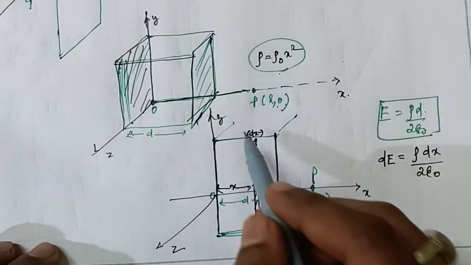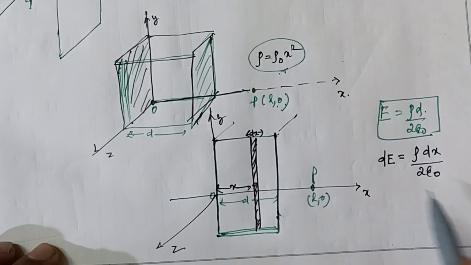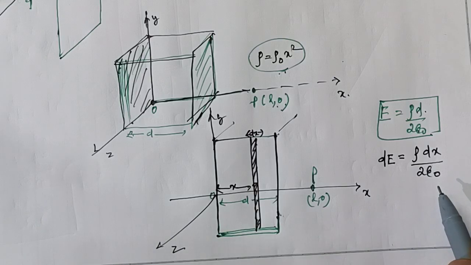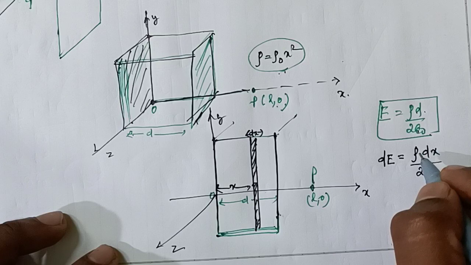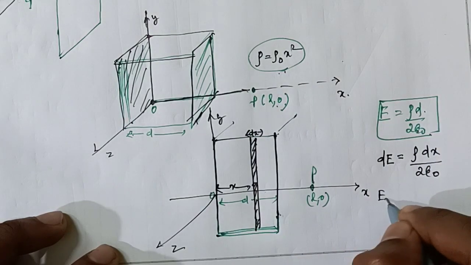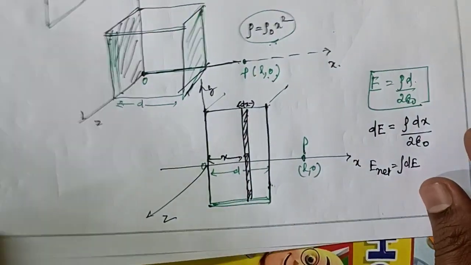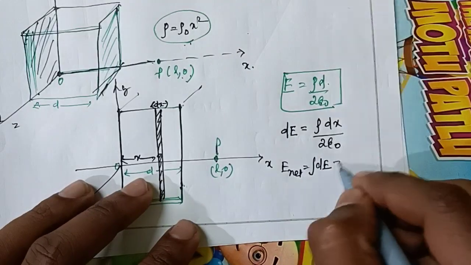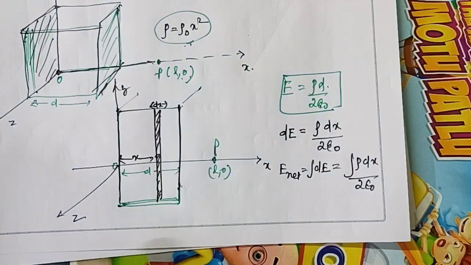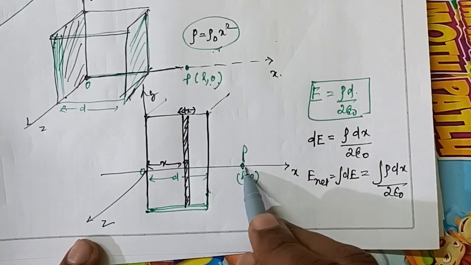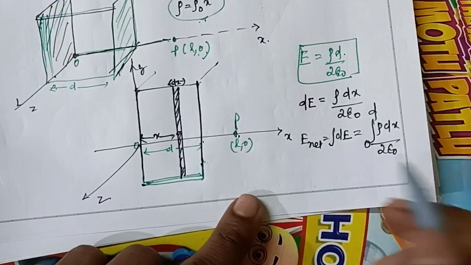If it is a non-uniform case, I must look into that. This is rho d upon 2 epsilon naught, and this is nothing but dE. If I go for the net electric field, I will integrate this dE. So this is nothing but the integration of rho dx upon 2 epsilon naught, and the integration limit is what? If the point is outside, we will integrate up to the body. So this is 0 to d. Thus this is pretty clear.